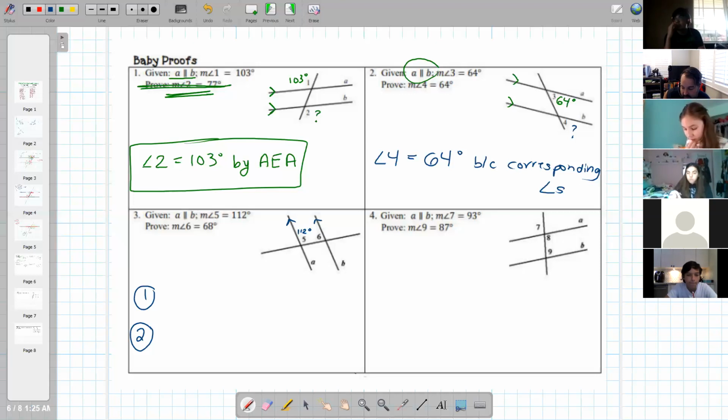If you need to use an angle that's not angle 5 or angle 6, just put a variable in that angle so you have something to call it. In my explanation, I'm going to use this angle right here, and I'm going to call it angle W.